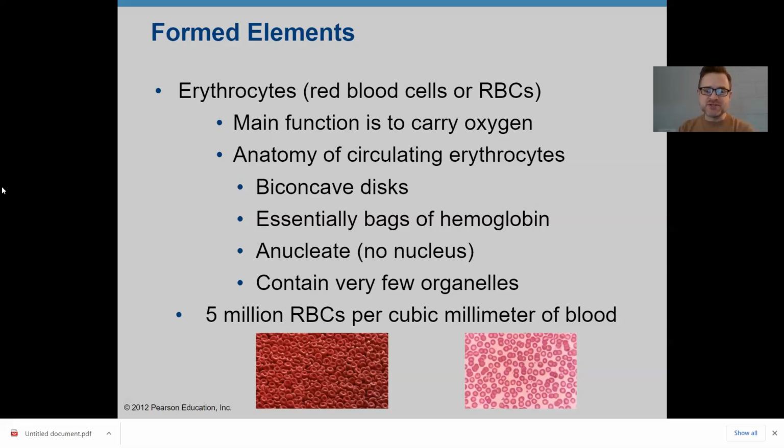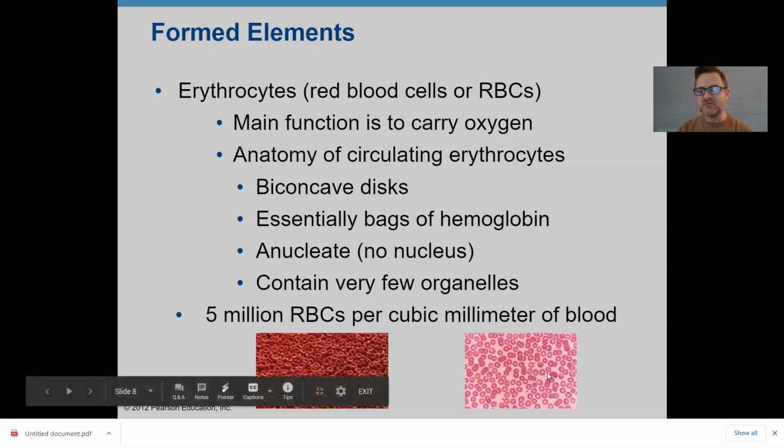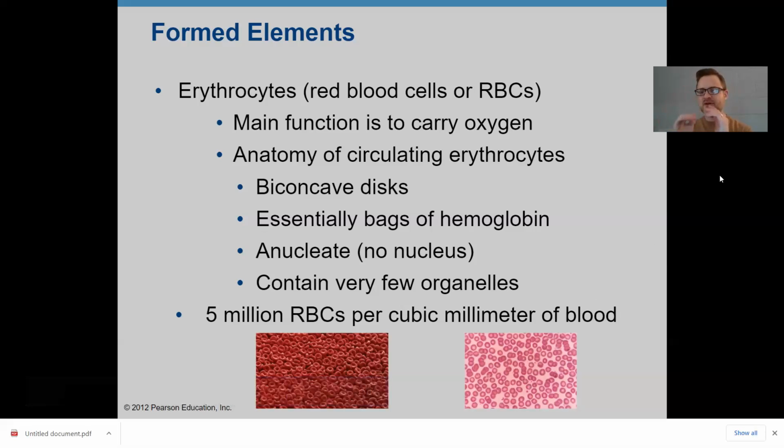If you look at pictures, this is a nice 3D picture. When we looked at blood under the microscope, it looked more like this. You saw more of a 2-dimensional image. So they're biconcave discs. Concave means to bow inward. So they're discs where both sides bow inward. They're essentially bags of hemoglobin.